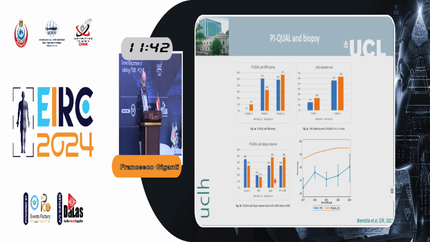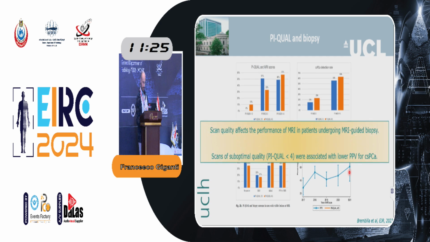And this is also a very important aspect for biopsies, because as you can see here, if you have a good quality MRI, PI-QUAL 4 and 5, the detection rate of clinical prostate cancer is higher. And also the positive predictive value, as you can see in this graph. So better quality, higher positive predictive value.